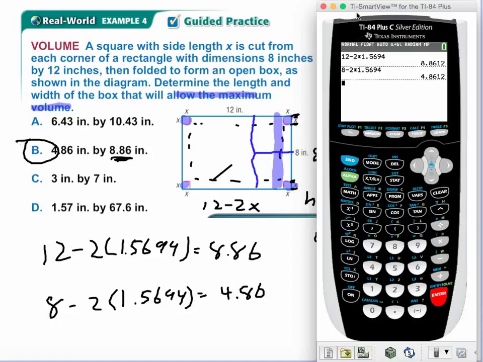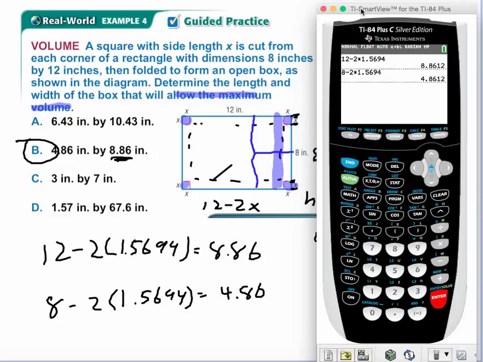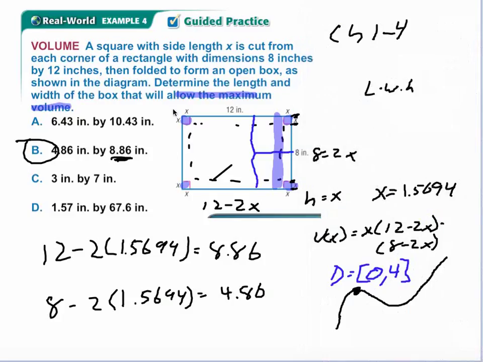And just to review what we did, we needed to find the x value that gave us the maximum volume. So we had to come up with a volume equation, graph it, and find the maximum. So that is how you attack this sort of a problem.